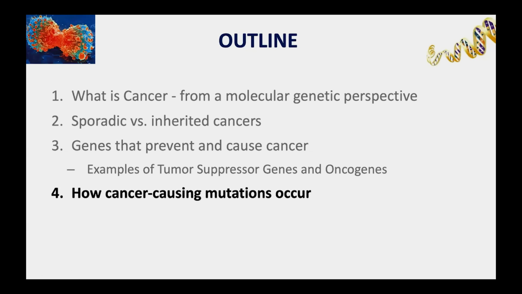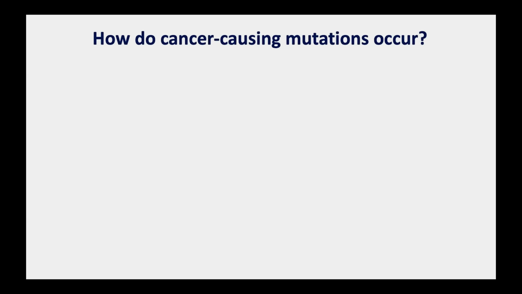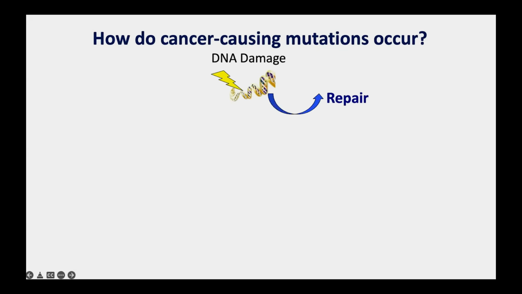Okay, so we've talked about sporadic versus inherited cancers and the different types of genes that cause cancer, tumor suppressor genes and oncogenes, and their roles in cell proliferation and cell death. So now I want to talk a bit about how cancer-causing mutations occur. So how do mutations in these genes occur that lead to development of cancer? All right, so we talked about the genes that are altered in cancer. And so how do mutations occur that lead to cancer?